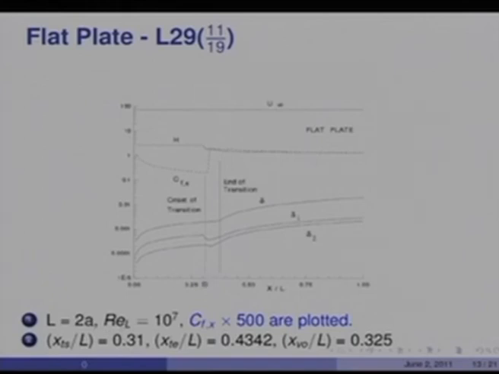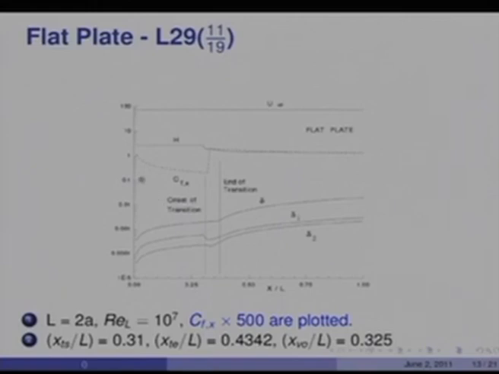And what do I find? I find that the start of transition is identified at about 0.31, x transition divided by L, is identified at this point. End of transition is identified as 0.4342, as you can see here, and the virtual origin, which is closer to the start of transition, is 0.325, x VO by L equal to 0.325.